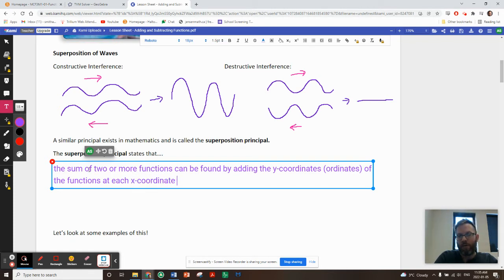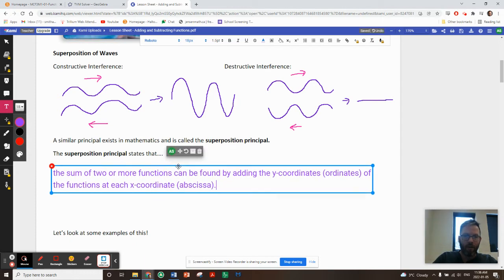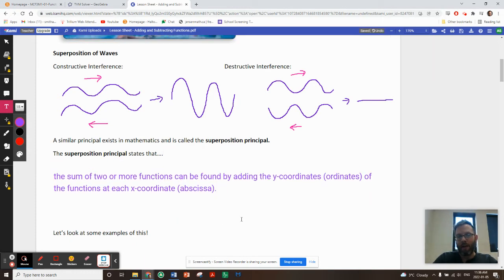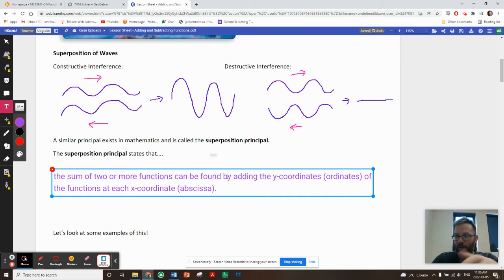And the fancy word for x coordinate is abscissa. Definitely a word you don't use every day. We just usually say y values and x values, y coordinates, x coordinates, ordinates, and abscissa. So it's actually a really simple idea. If I have two totally separate functions and I want to find the result of adding those two functions together, you just add their y values together at the corresponding x values. It might look like a fancy definition, but it's a really simple idea in practice.